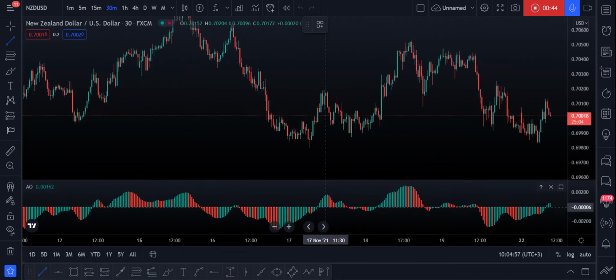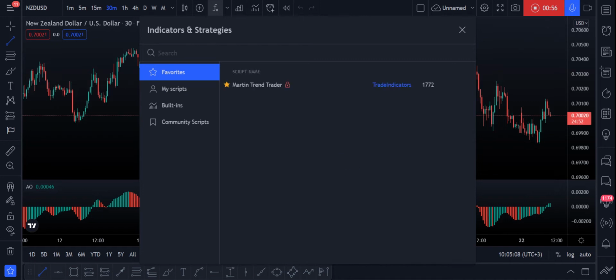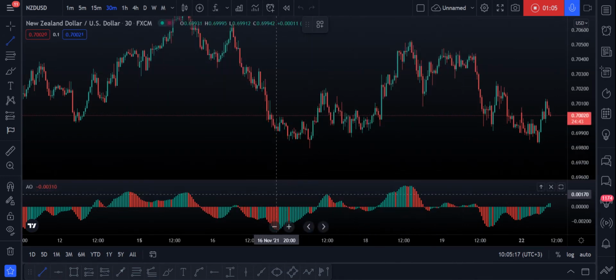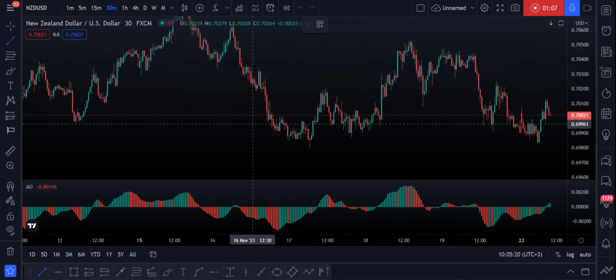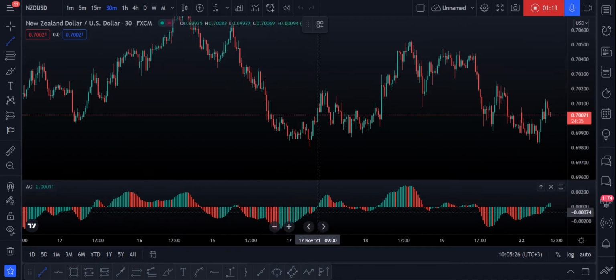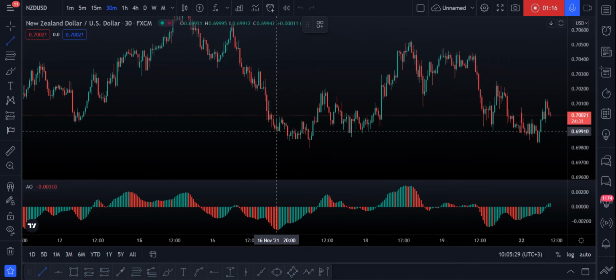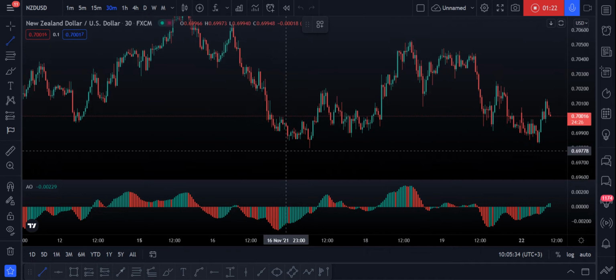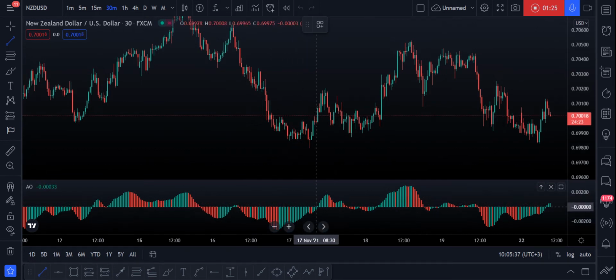The number one thing we look for is divergence. We are going to use an indicator called the awesome oscillator, denoted as AO. From TradingView, you come to indicators and type in awesome oscillator. This indicator measures the strength of a trend. If a trend is weakening, like in this case, where we have the market going down but the indicator printing a divergence, this is the first thing we look out for.